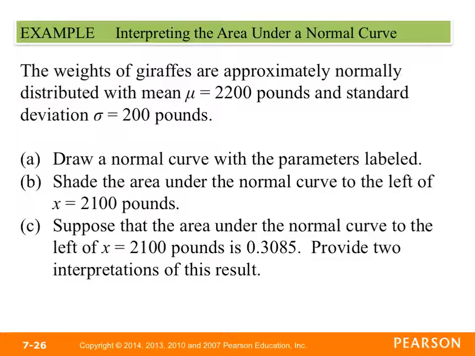So let's look at this example here. The weights of giraffes are approximately normally distributed with a mean mu of 2,200 pounds and a standard deviation sigma of 200 pounds. So we want to draw a normal curve with the parameters labeled, shade an area, and then interpret a result. What's given here is that we're told what the area is going to be. It says, suppose that the area under the normal curve to the left of 2,100 pounds is 0.3085. We'll learn in just a few minutes how to actually figure that out, but for right now, it's given to us.